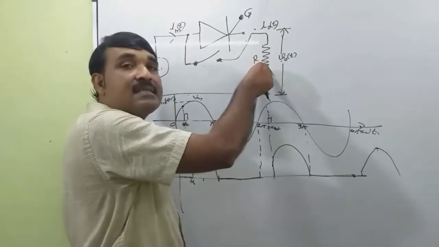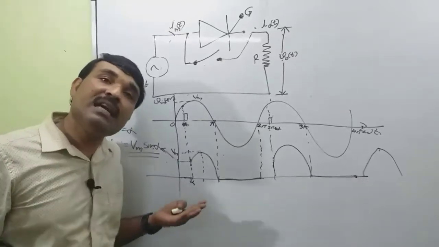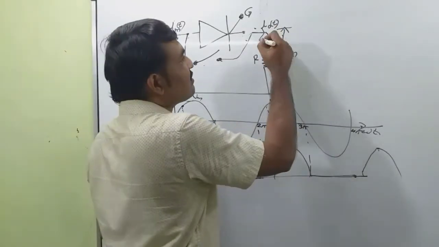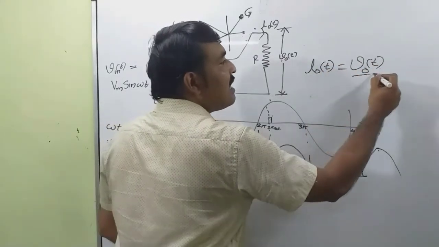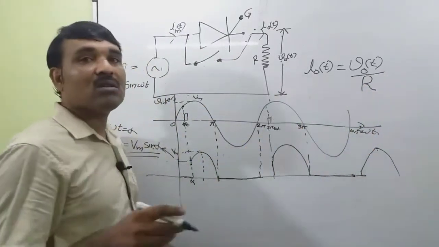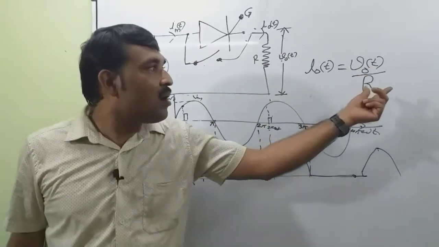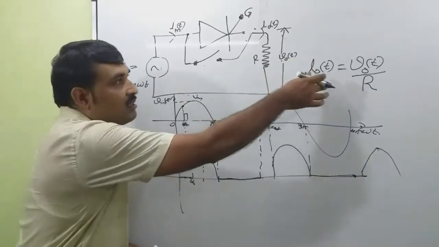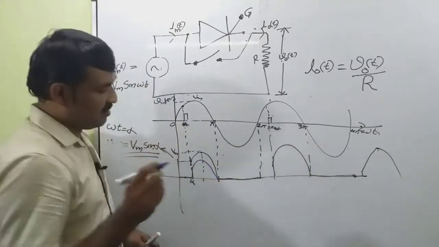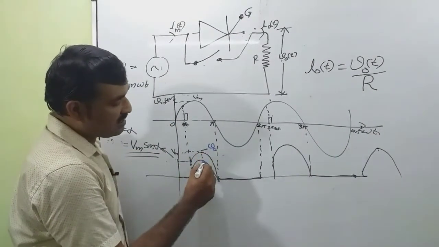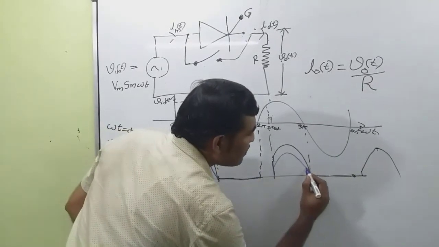Now since this is a resistive load, current and voltage will be in phase. Current is equal to voltage divided by resistance, so we can say the output current i of t is equal to the output voltage v0 of t divided by R. The voltage and current will be in phase, but the magnitude will change depending upon the value of R. So we can draw the current in phase with the output. This represents the output voltage, and this represents the output current. Similarly, during this cycle also, this is the current.